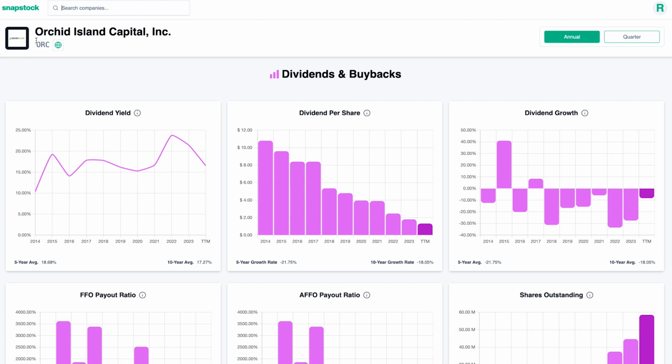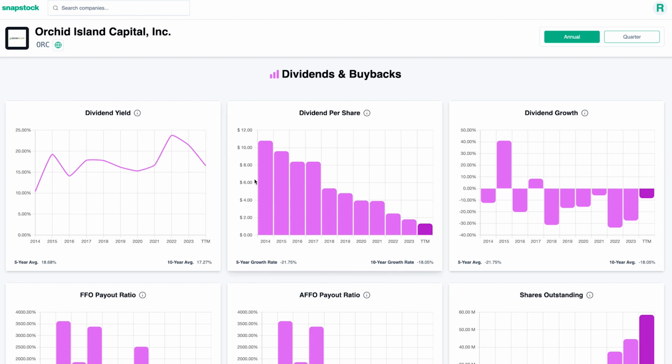Let's look at a company called Orchid Island Capital, ticker symbol ORC, as an example. Now, as we can see here, their dividend yield is extremely high. In the trailing 12 months, it's about 16.5%, which might have you seeing dollar signs, and many investors get drawn in by that high yield. But there is more to the story here, guys.